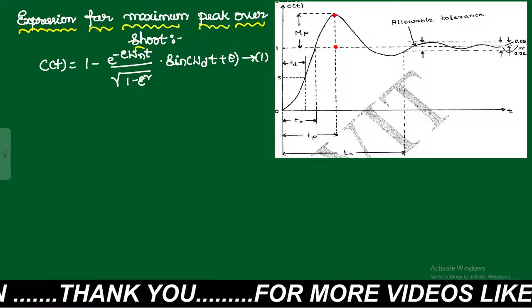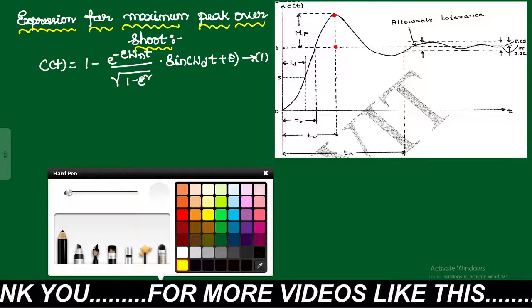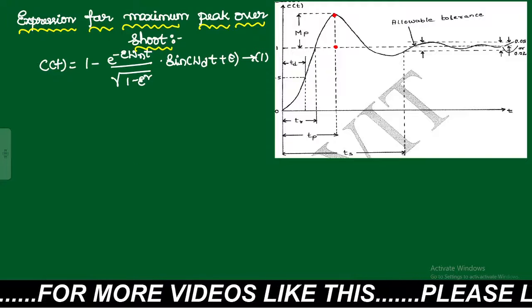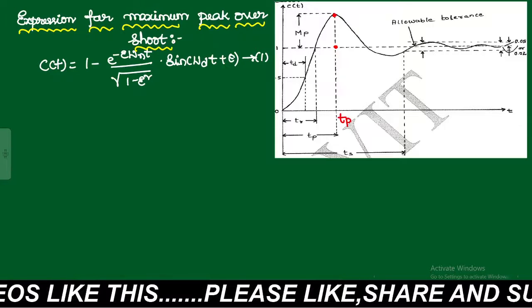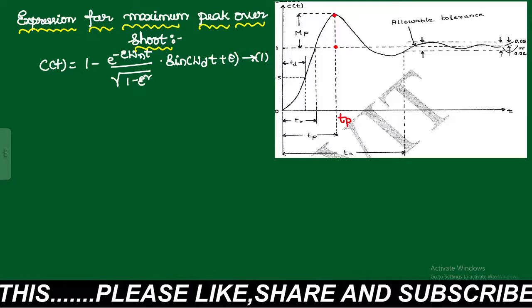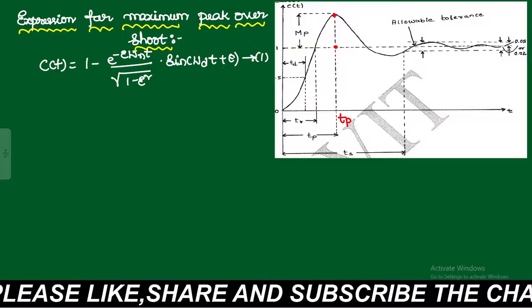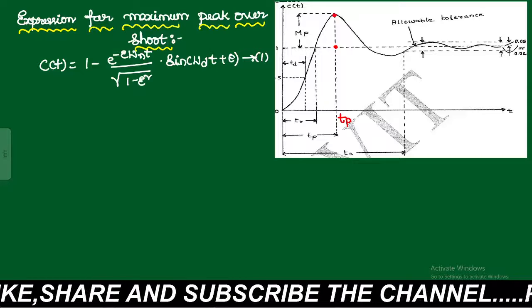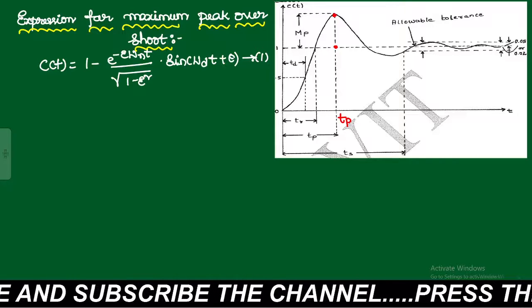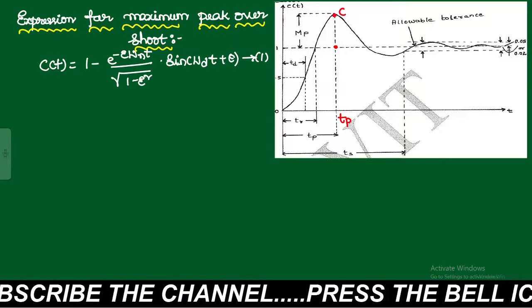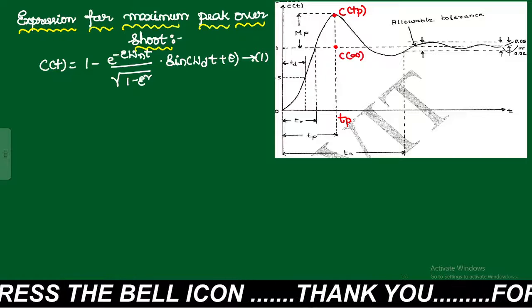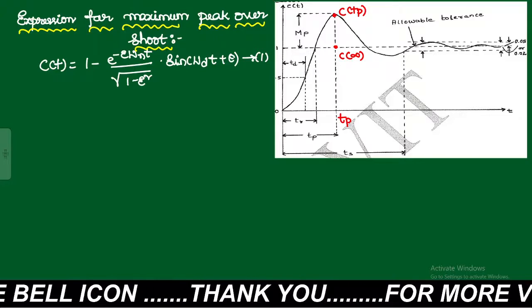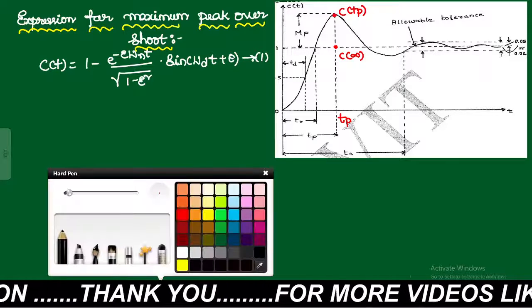I already showed here where you are going to calculate the peak overshoot. The peak overshoot value will be calculated at t is equal to tp, that is the difference between c of infinity and c of t. So the maximum value at t equals tp, we have to take c of tp and c of infinity. The difference between these two we call maximum peak overshoot. So let us do the derivation for that.